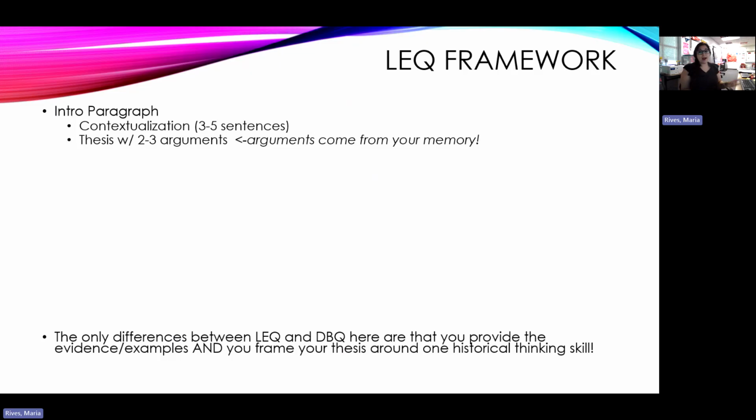You'll start with an intro paragraph, just like the DBQ. The intro is going to have a 3 to 5 sentence contextualization where you set the scene. Then you'll give your thesis that contains 2 to 3 arguments to represent the body paragraphs. Those arguments come from your memory. You have to think of them on your own. They shouldn't name specific evidence. They should be general arguments. And it's okay if you have 2, if you have 3, amazing. But if you just have 2, it's all right. As long as there's enough evidence in each body paragraph, you'll be okay. There will be 2 to 3 body paragraphs based on however many arguments are in your thesis.